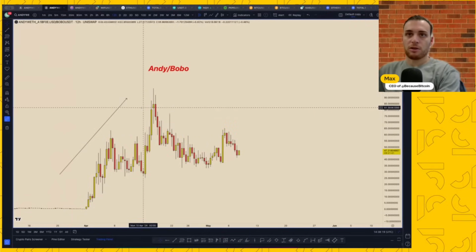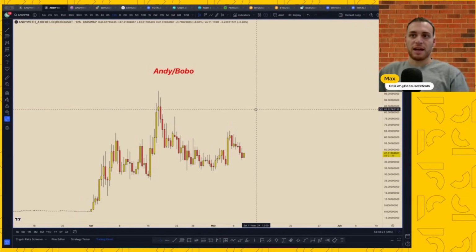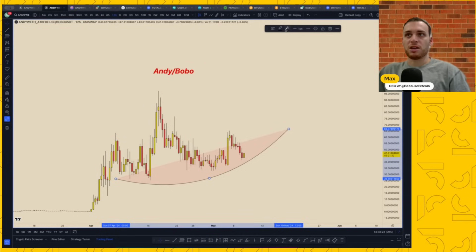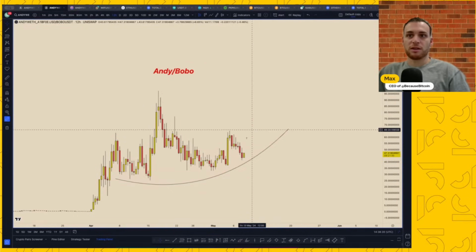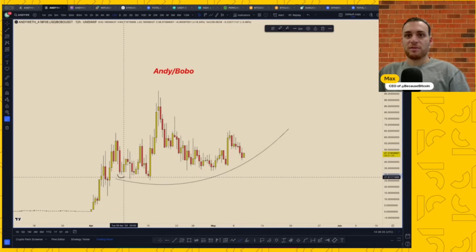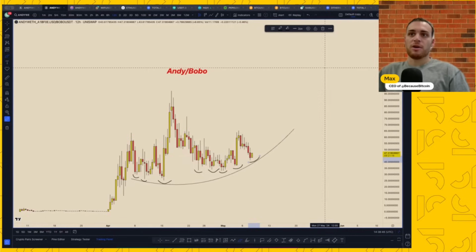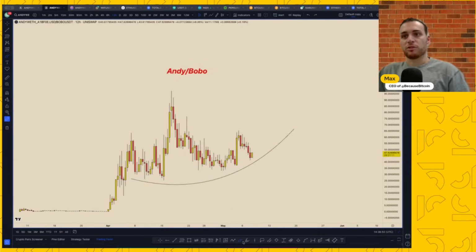So here we are looking at Andy BOBO. Generally, when I look at this, what I see is some sort of little miniature parabola like this. We were forming some lower lows, and then we broke that, started to shallow out, and we're very clearly climbing up right now. So in my opinion, this looks solid for ultimately a break to the upside of some sort.